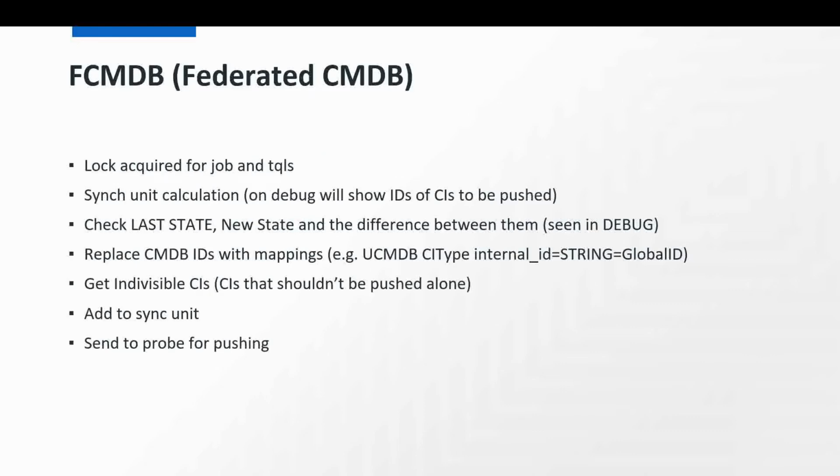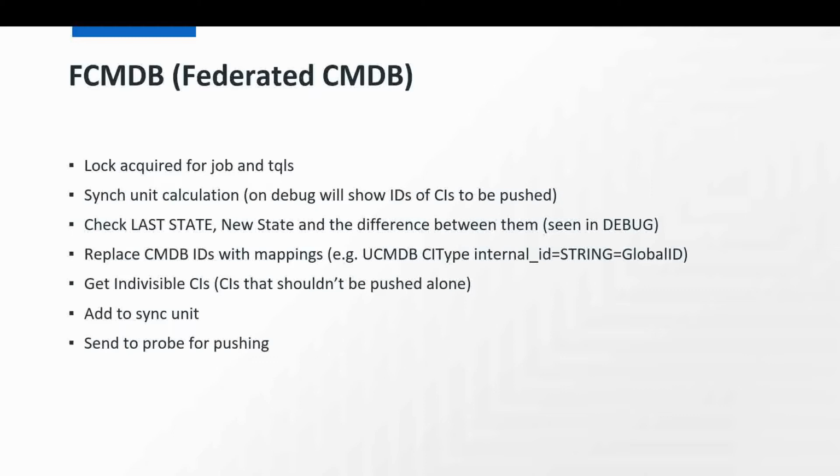When we're looking at this in debug, you will see locks acquired for jobs and TQLs. Then you'll see the sync unit calculation. On debug, we'll show the IDs that we are pushing. Check the last state and new state and the differences between them, also in debug. Then we will do an ID mapping replacement to replace the CMDB IDs with some kind of a mapping. For example, UCMDB CI type, like node, and then an internal ID equals a string that is the global ID.